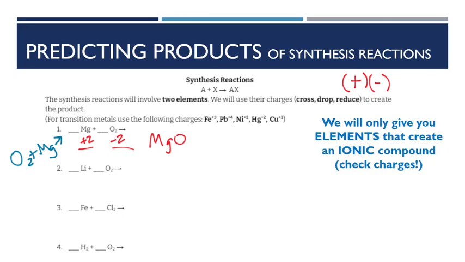That's really all we've got to do: check charges, arrange the elements correctly, then cross, drop, reduce. So if we look at this next one, lithium has a +1 charge, oxygen has a -2 charge. So we're going to put a lithium and an oxygen together, and when we cross, drop, reduce, oxygen's -2 charge is going to be crossing over onto the lithium, and lithium's +1 charge isn't really going to be written down because we don't write ones. So that means that we are going to be making Li2O.